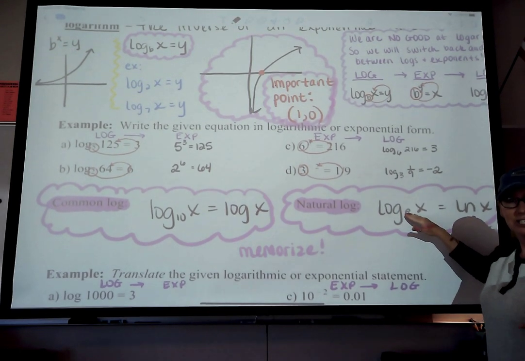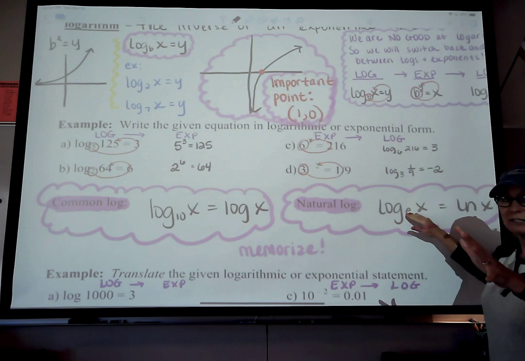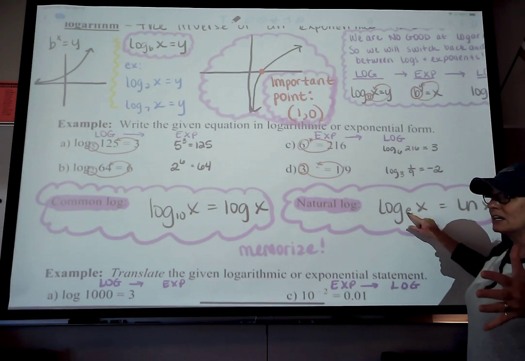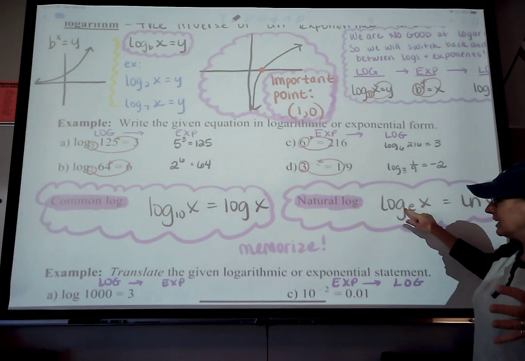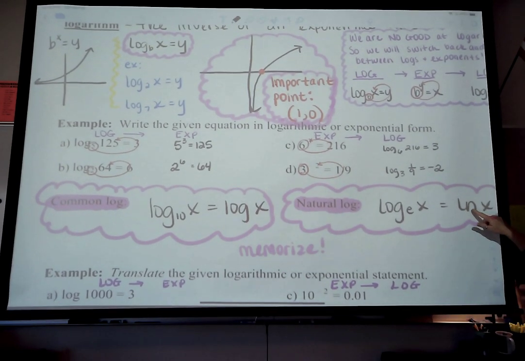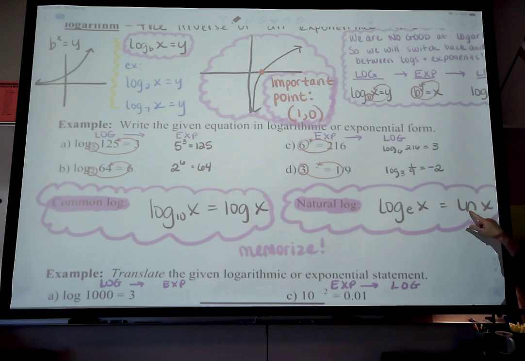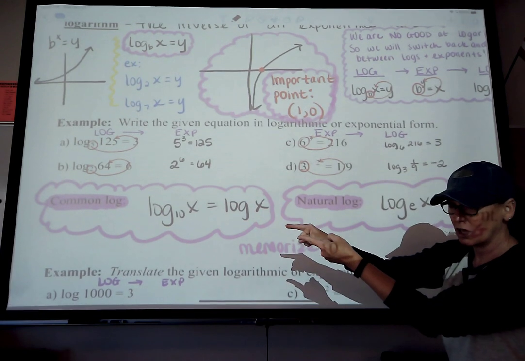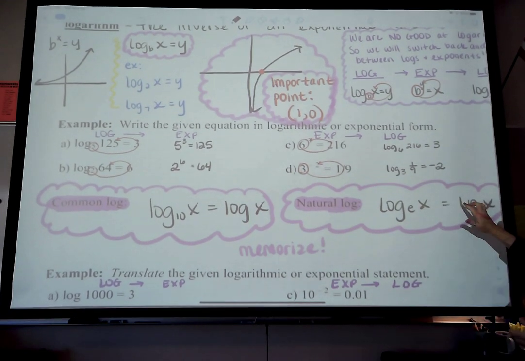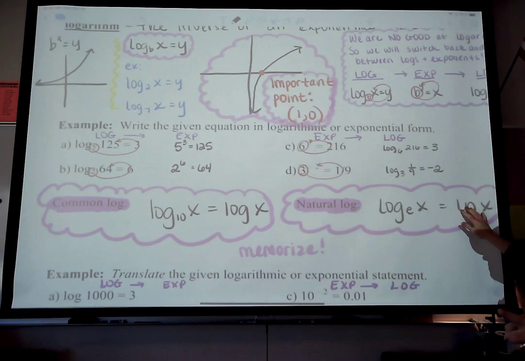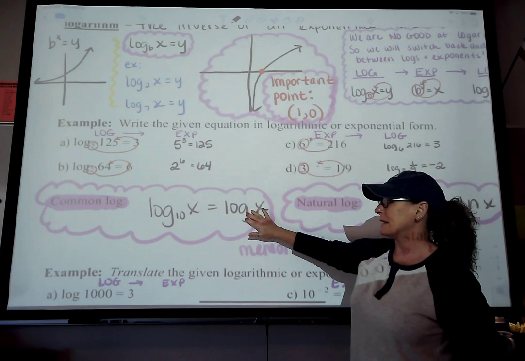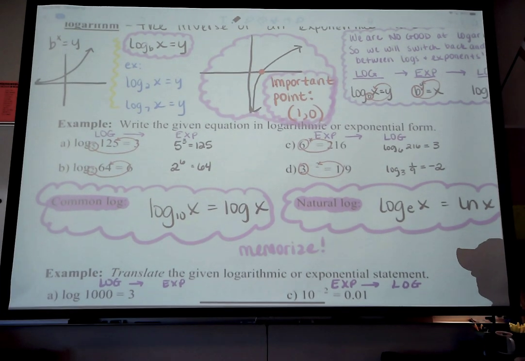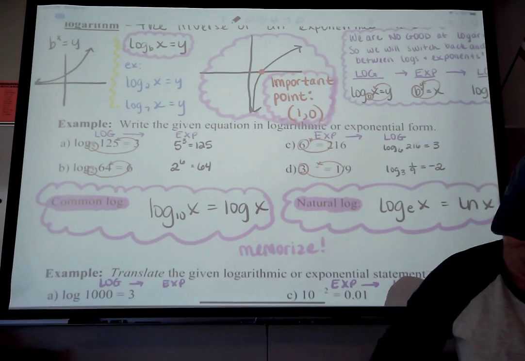Now remember, e is just like 2.7-ish, not a big deal. It's just a symbol for an irrational number. So when your base is e, instead of writing log, you can just write ln. ln stands for the natural log. Different from common log. So when you see this, you know your base is e. When you see this, you know your base is 10. And you need to memorize those.